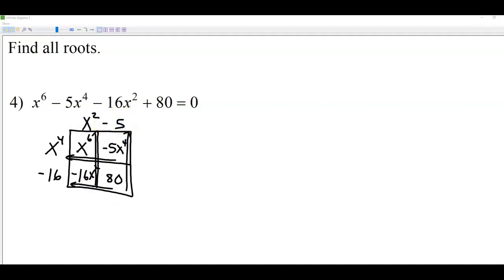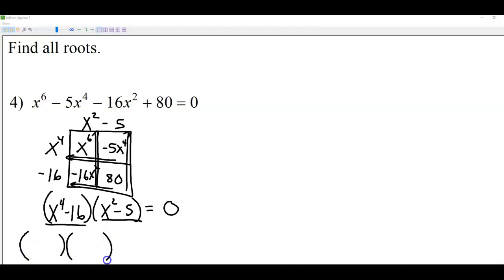All right. You always want to check to make sure that what you've got on the outside actually works to make the inside, and it does. But anyway, we have x to the 4th minus 16, and then x squared minus 5. Now this guy here is a difference of squares, but this one, we're not going to treat that like a difference of squares because 5 doesn't have a nice square root. But x to the 4th minus 16 can be factored using a difference of squares.